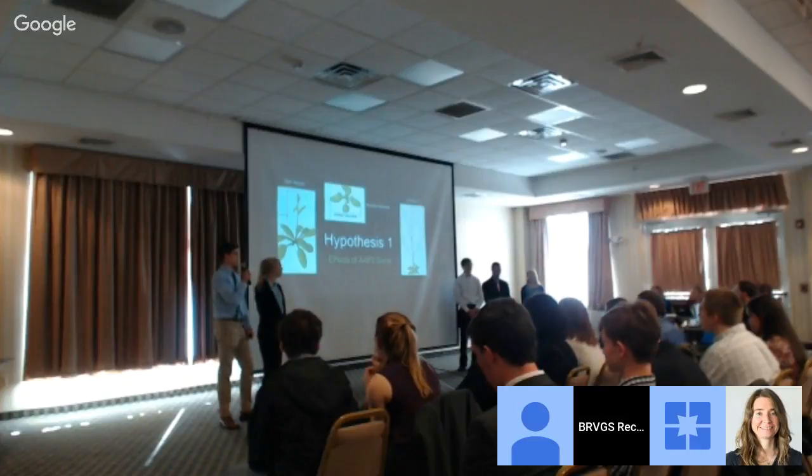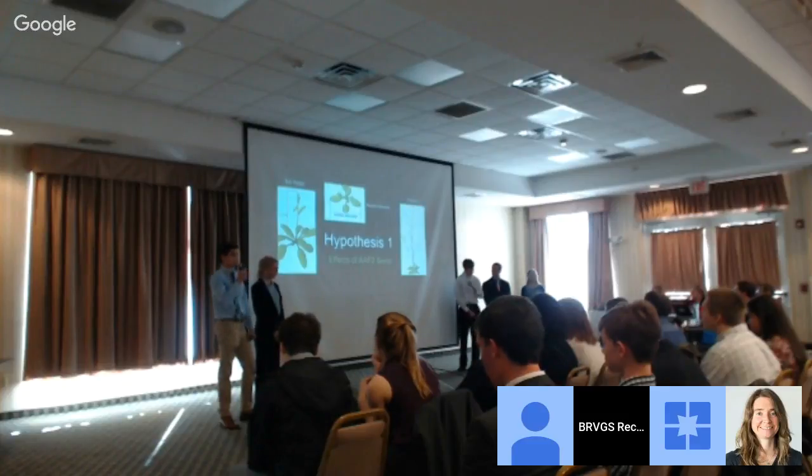The mutant control will have a larger bolt height than the wild type control. The wild type control will have fewer trichomes than the mutant control. The wild type control will have fewer seed pods than the mutant control. The wild type control will have a longer reproductive cycle than the mutant control. And the wild type control will have fewer flowers than the mutant control.